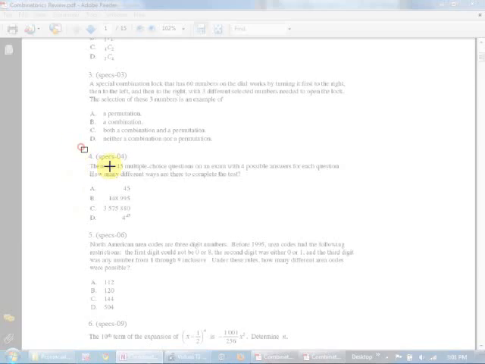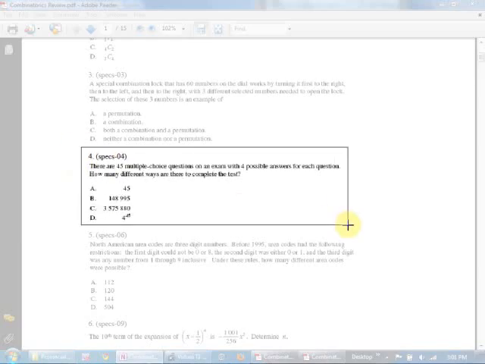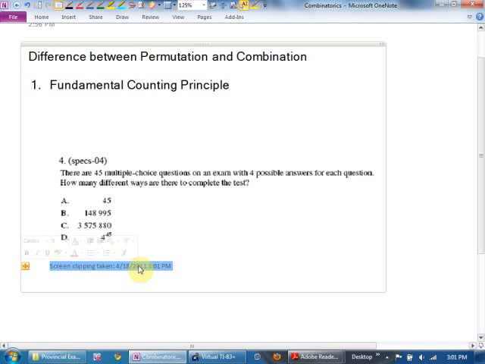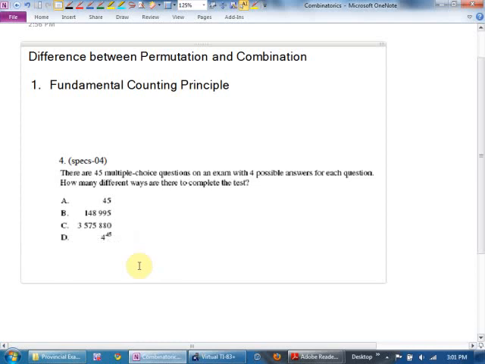So number four says, there are 45 multiple choice questions, and sorry for the smudginess of it, on an exam with four possible answers for each question. How many different ways are there to complete the test? So there's 45 different choices to be made. How many options do I have for each event or each choice?